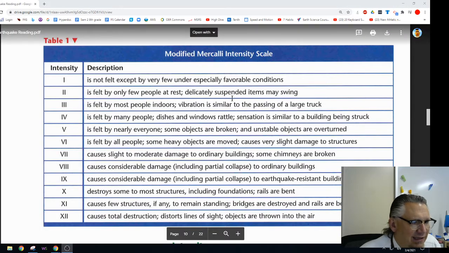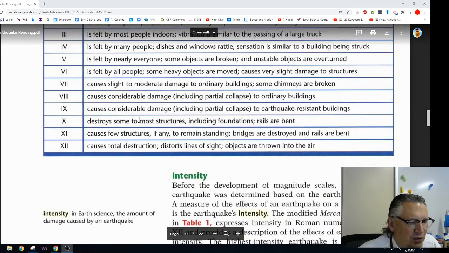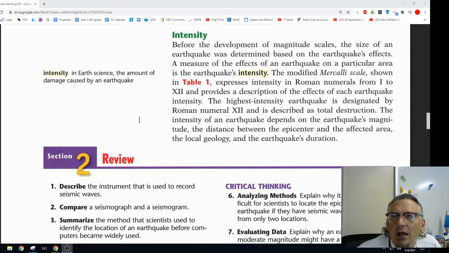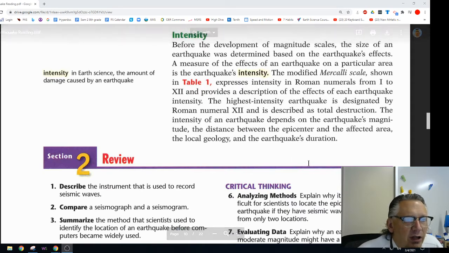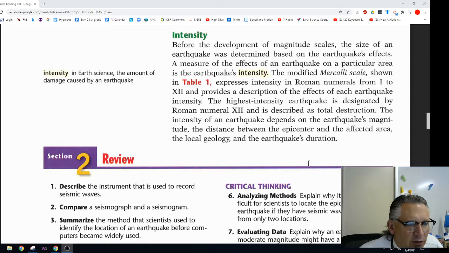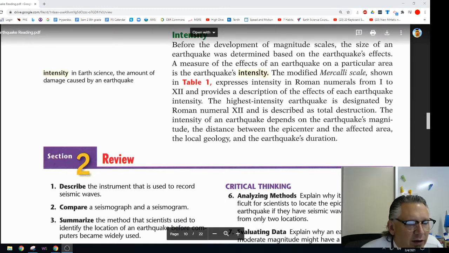Modified Mercalli intensity scale. Here is a list of different intensities and the description that goes with them. Intensity. Before the development of magnitude scales, the size of an earthquake was determined based on the earthquake's effects. The measure of the effects of an earthquake on a particular area is the earthquake's intensity. The modified Mercalli scale shown in Table 1 expresses intensity in Roman numerals from I to XII and provides a description of the effects of each earthquake intensity.